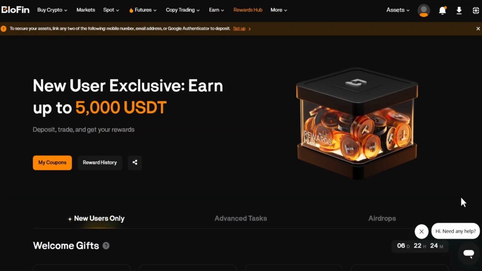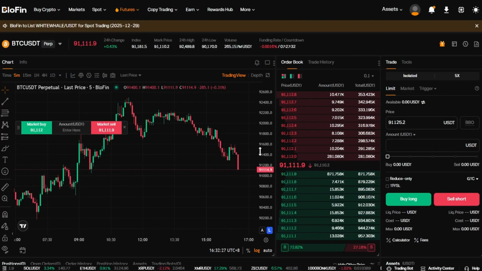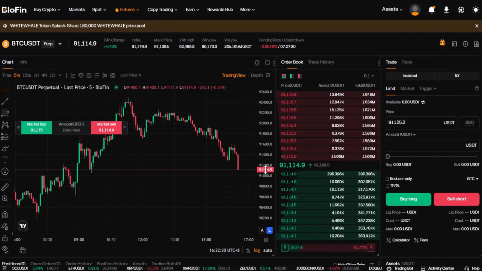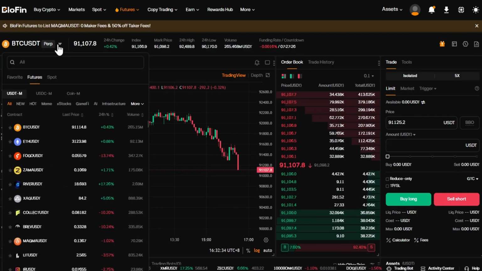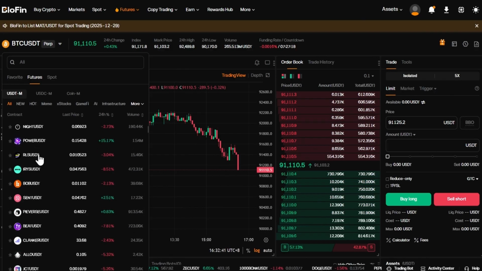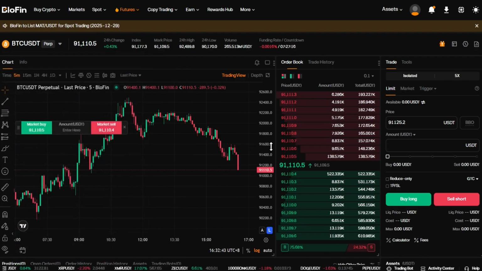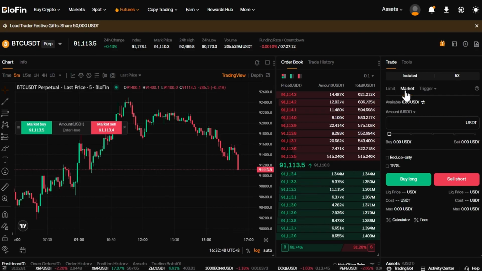Step number 3 is opening your first position. Hover on Futures in the top menu, then select USDTM Futures. This will take you to the trading interface where all the magic happens. Choose the asset you want to trade in the upper left corner. For this example, I'll use Bitcoin BTC/USDT, but this strategy works on any crypto pair. After that, select your order type, limit or market. For beginners, I recommend starting with market orders for instant execution.